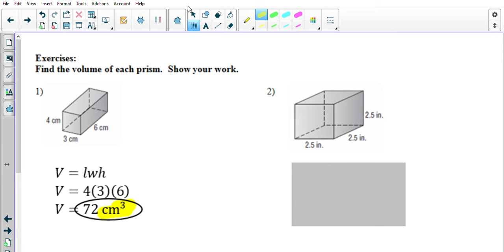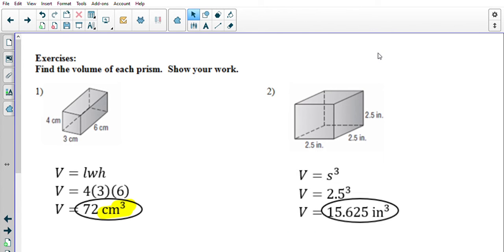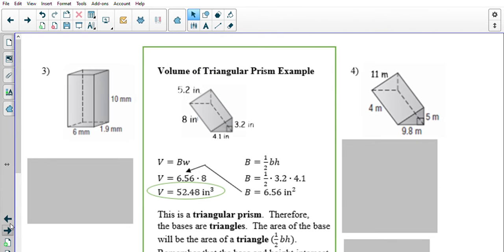Number 2 happens to be a cube. So we can either do length times width times height, or we can do s to the third power. S is 2.5. Take 2.5 to the third power. If you don't know where your exponent key is on your calculator, this is something you can always check in with me about. But you can also just do 2.5 times 2.5 times 2.5. Now at this point, you may want to try number 3. Pause the video, give it a try. We'll go through the work in a moment.